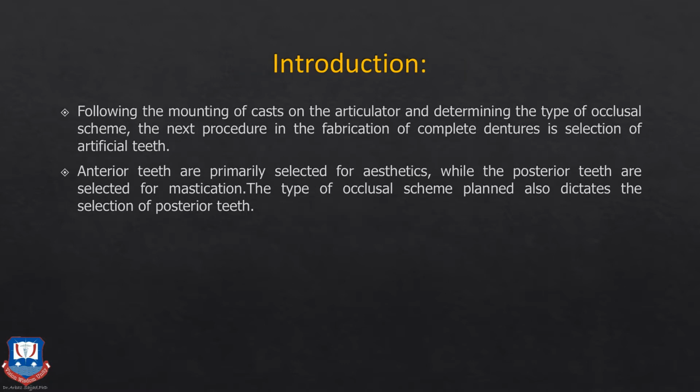Now moving on. Following the mounting of the cast on the articulators and determining the type of the occlusal scheme, the next procedure is fabricating the complete denture, that is the teeth setting. The anterior teeth are first selected primarily for the aesthetics, while the posterior teeth are selected for the mastication. The type of the occlusal scheme generally is dictated by the patient's age, his past history, the type of the ridges he has, whether he has any condition that leads to poor neuromuscular control, and all those things.